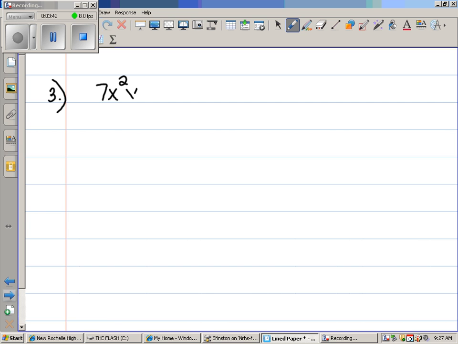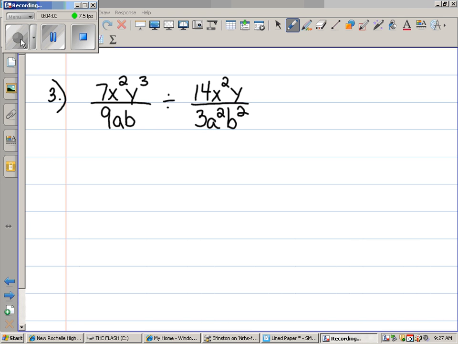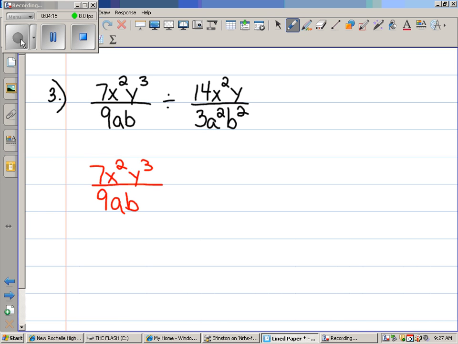Seven x squared y cubed over 9ab, divided by 14x squared y over 3a squared b squared. Guys, step 1, you get 1 point for this. What is it? Keep, change, flip. Keep the first one. There's nothing to factor in these, so we're going to take a different route than in the other problems. Keep, change, flip is always that first step. Flip this second one, so 3a squared b squared over 14x squared y.